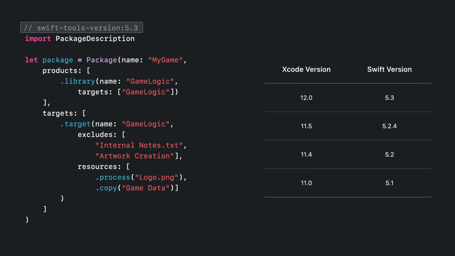Every Xcode release includes a version of the Swift toolchain. Xcode 11 was the first version to support Swift packages, and its Swift toolchain version was 5.1. In Xcode 12, the included version of the Swift toolchain is 5.3. The tool version should be set to the lowest version that supports the features needed by the package. This is because any package or project that uses it will also need to have that tool version or later in order to build the package.